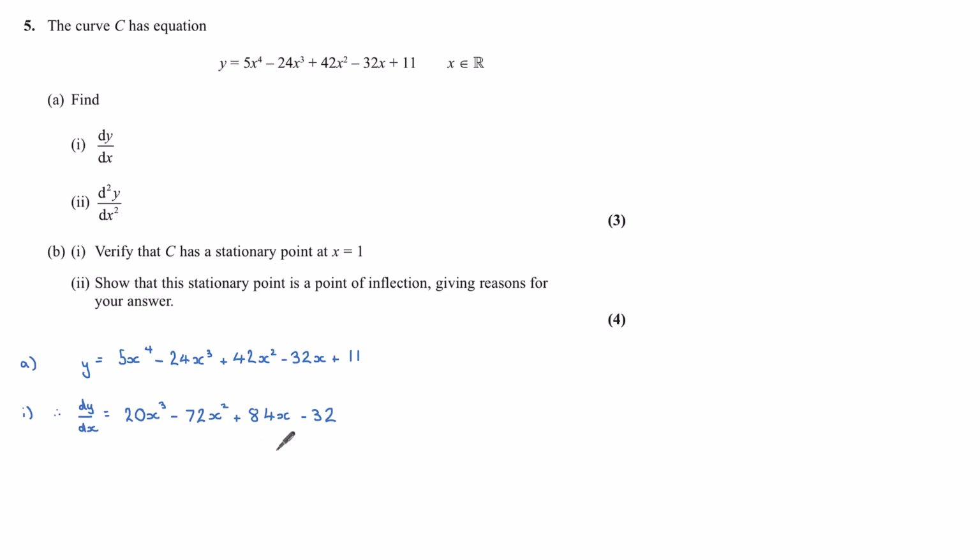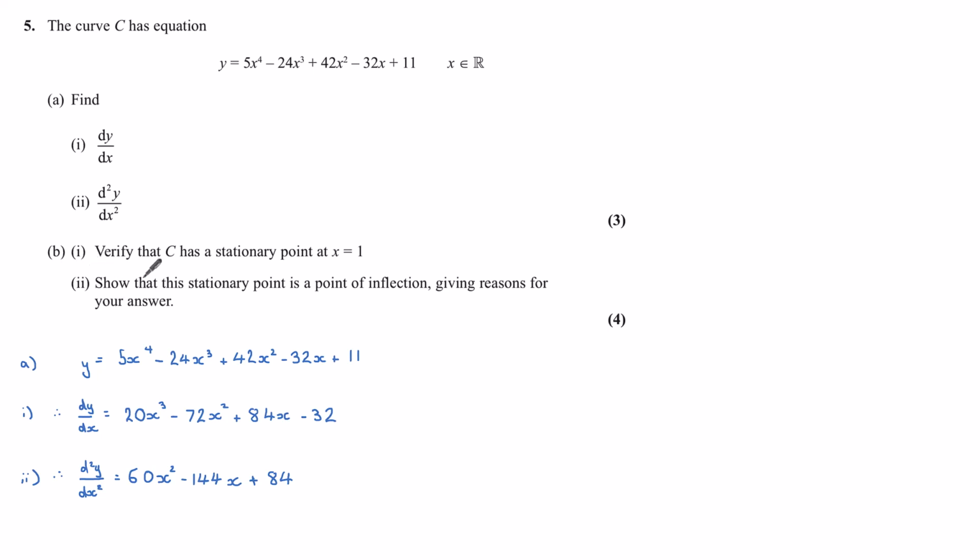So we've found dy/dx. Let's move straight on from here to do the same again to find d²y/dx². So multiplying by 3 and then subtracting 1 from the power gives us 60x^2. Minus 72 times 2 is minus 144x plus 84, and then minus 32 is a constant, which will differentiate to 0.